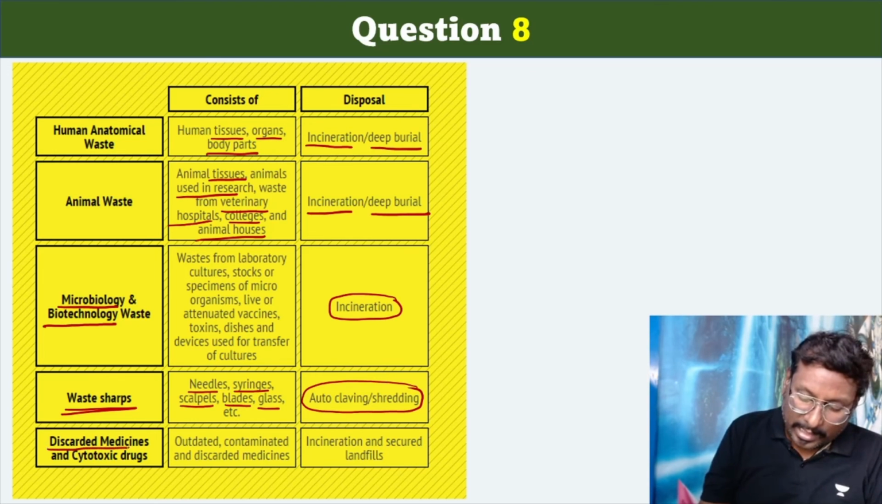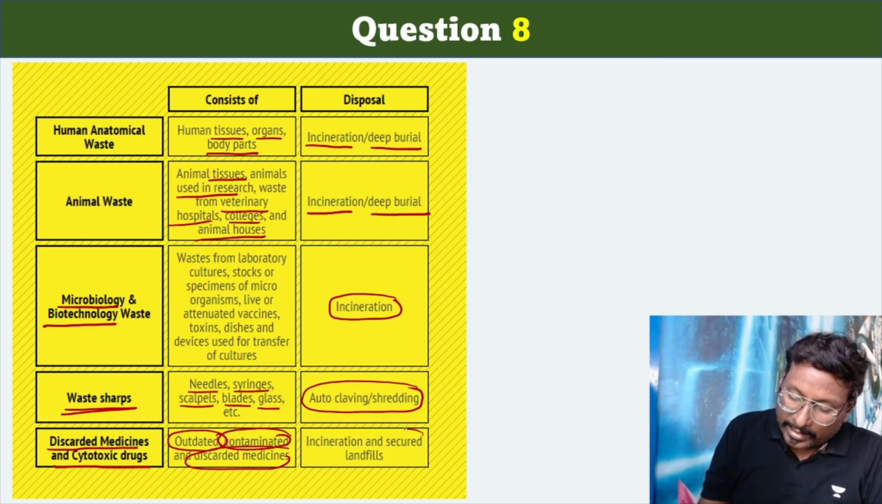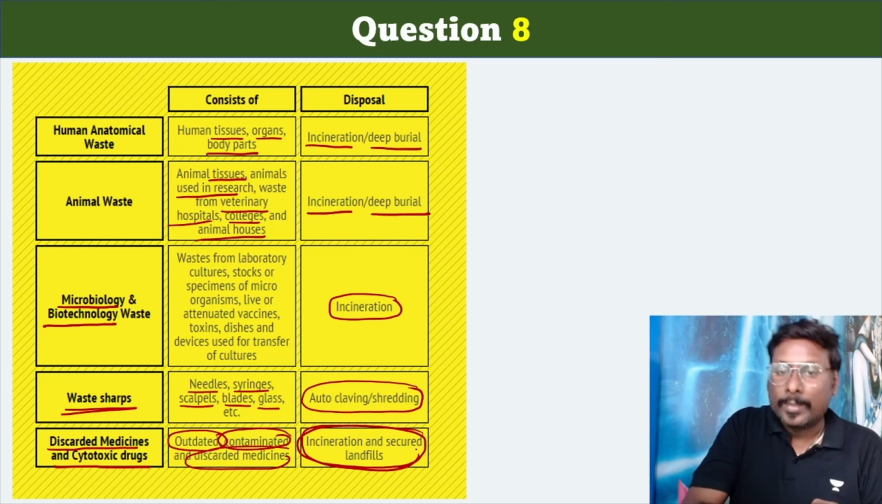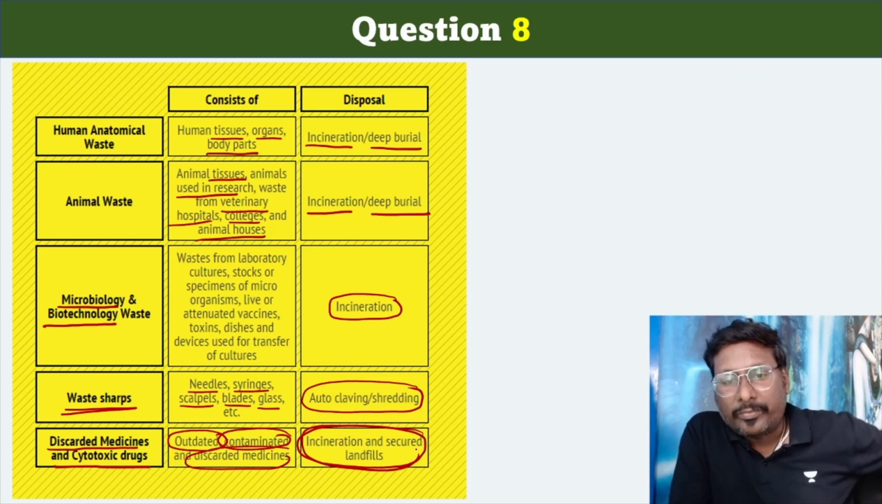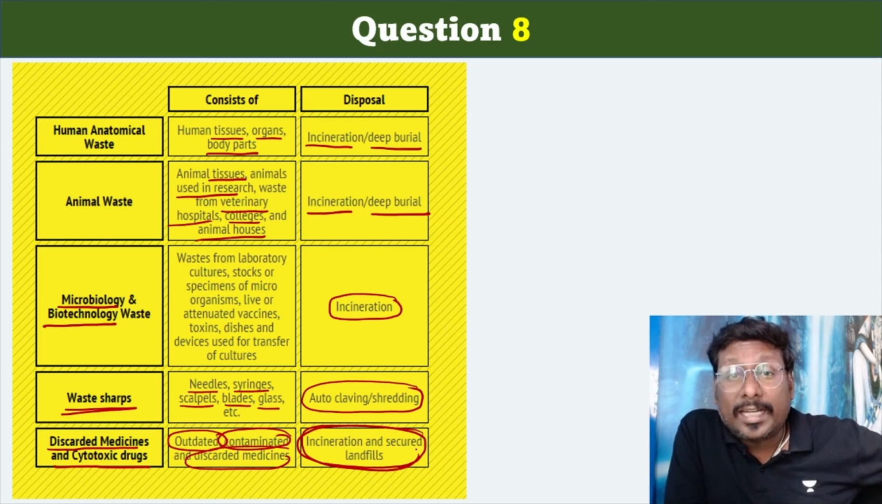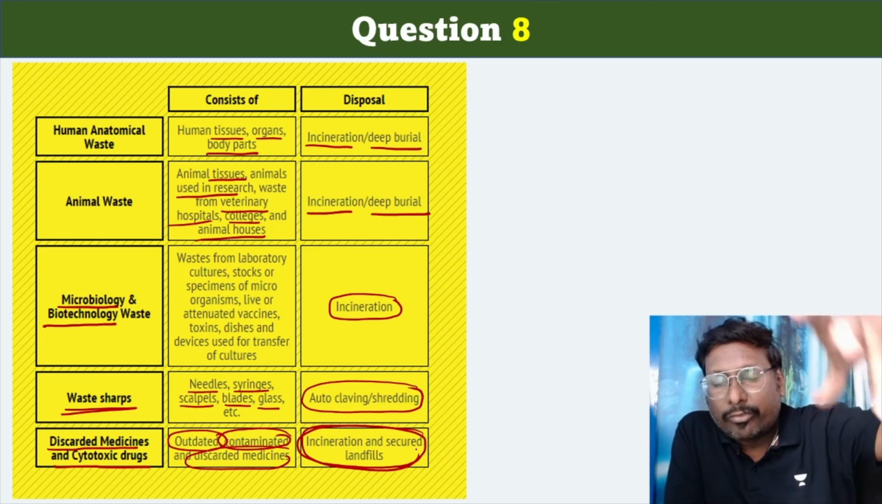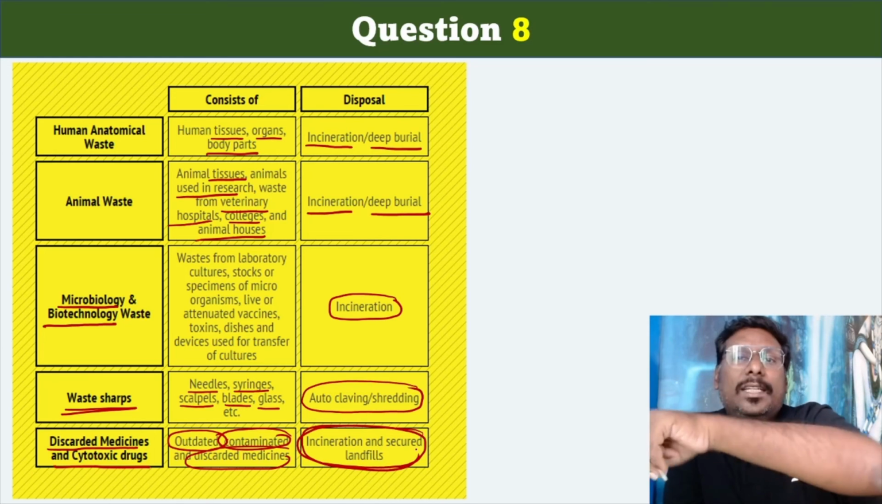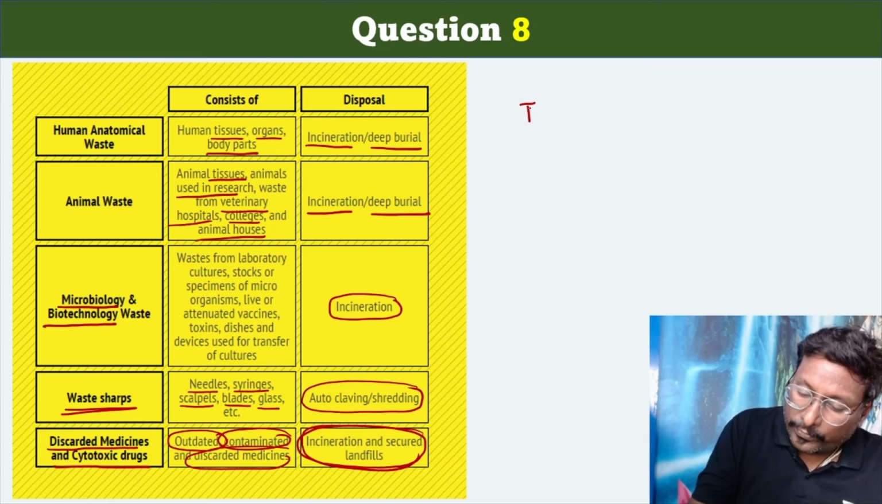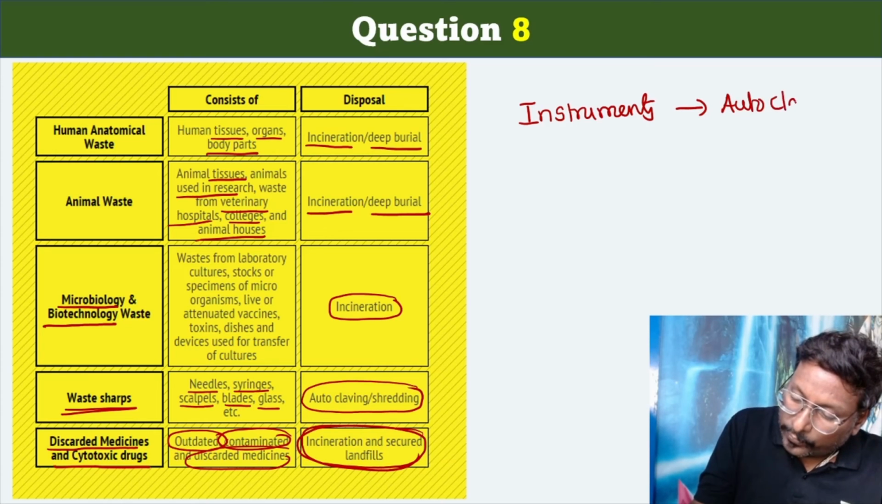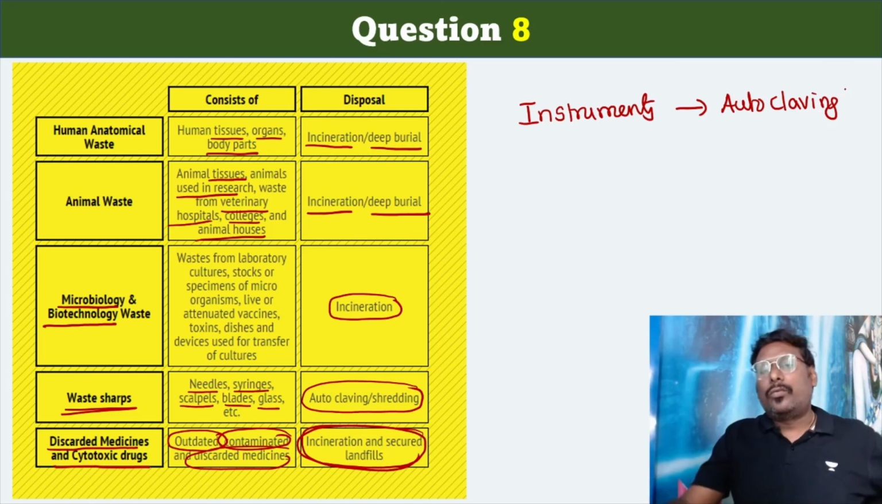Same for discarded medicines and cytotoxic drugs, outdated medicines, contaminated waste and discarded medicines: incineration and secured landfills. So mostly for biomedical waste we prefer incineration. Instruments, surgical instruments, scalpel, needle, syringe, blade, glass, whatever equipment is used in treatment, go for autoclaving. Instruments of a hospital or a lab go for autoclaving. But waste will always go for incineration.